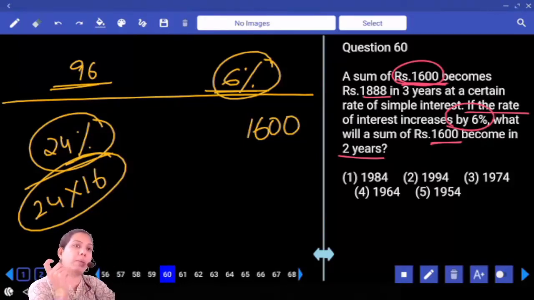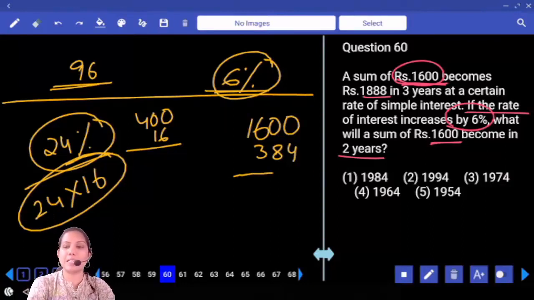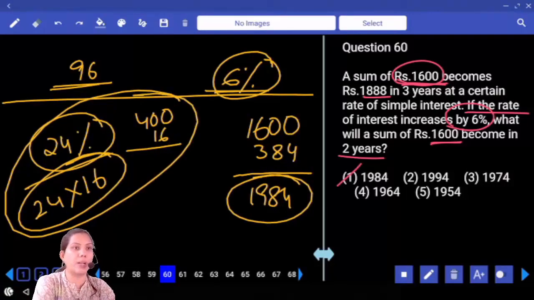What is a plus b into a minus b? A square minus b square. What is a square? 20 square, 400. 4 square, 16. So the difference, 400 minus 16 equal to 384. What is 384? Interest. What is 1600? Principal plus interest together is equal to amount, that is 1984. That is first option.